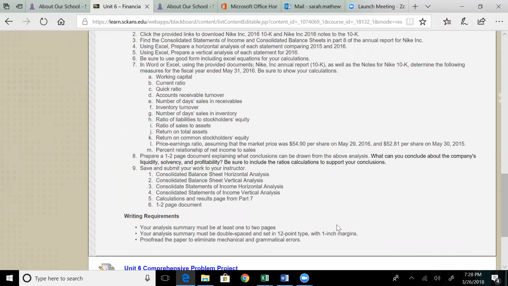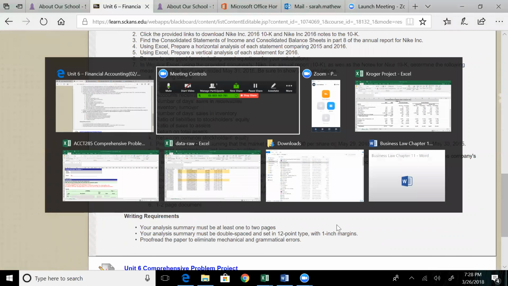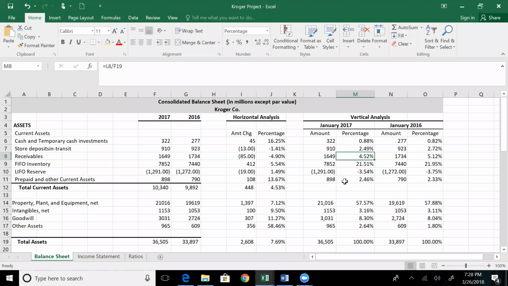So I'm going to show you an example of a past project that was completed. This student prepared the project using Kroger. So they took the information and basically recopied the balance sheet here. They provided a horizontal analysis by calculating the amount of change, and they used equations to do so, and then the percent of change. And then they went ahead and provided the vertical analysis on the same page for the 2 years. In this case, they did 16 and 17.